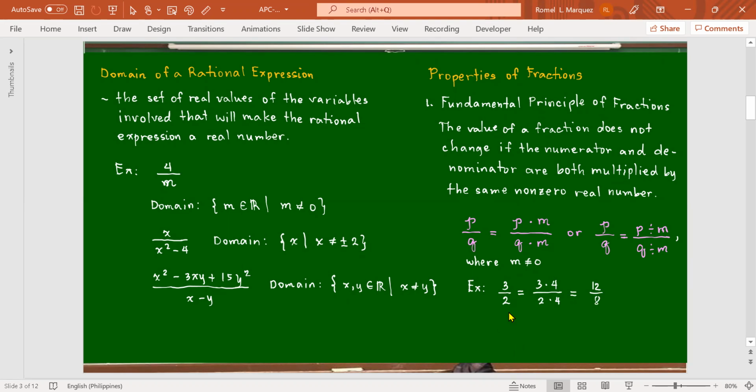If I have negative 10 over, let's say, 18, and I want to reduce this, I have to divide negative 10 by, let's say, 2. I have to divide also the denominator by 2 to get what fraction now? Negative 5/9. So that is the reduced form of negative 10/18. So that's the use of the fundamental principle of fractions.